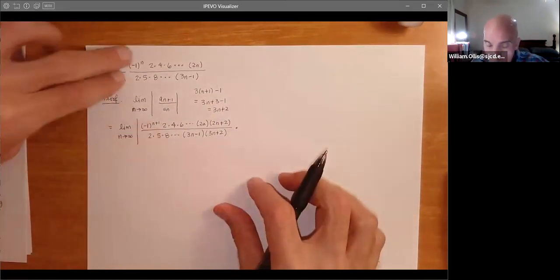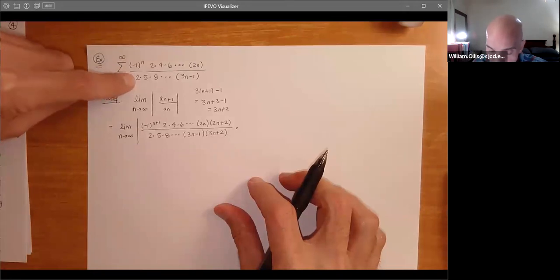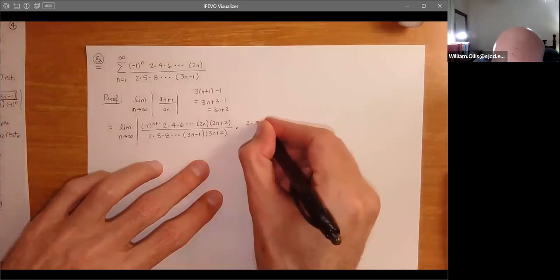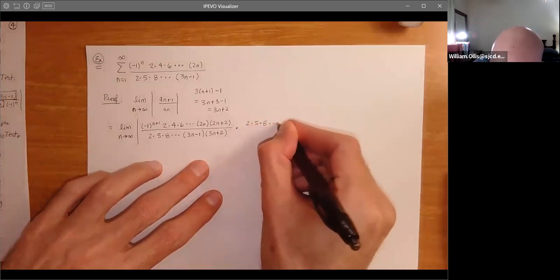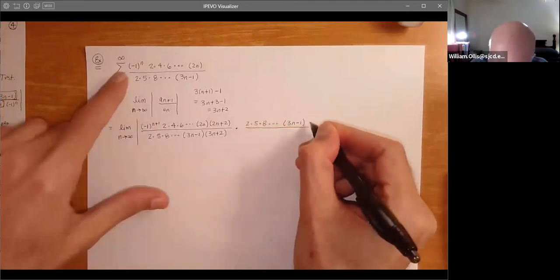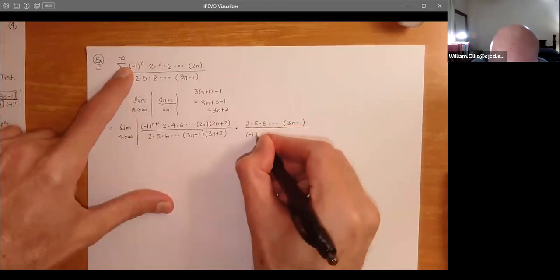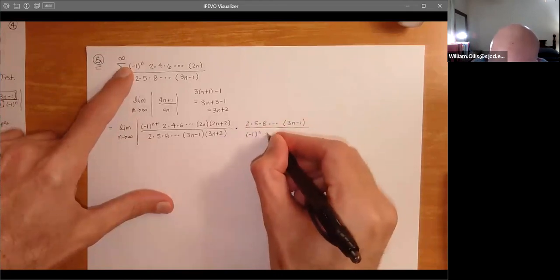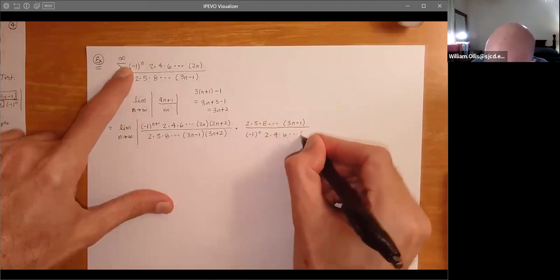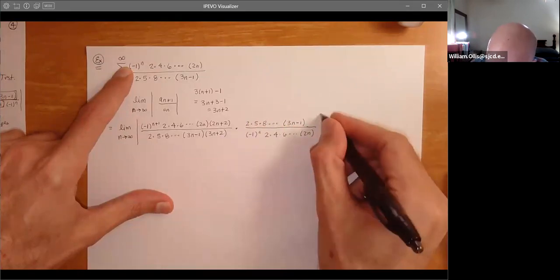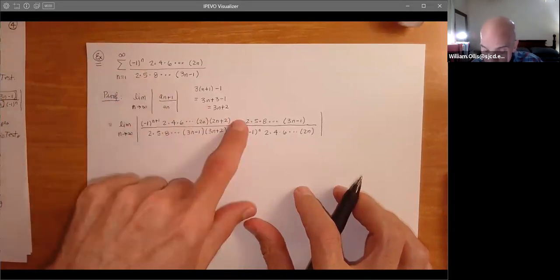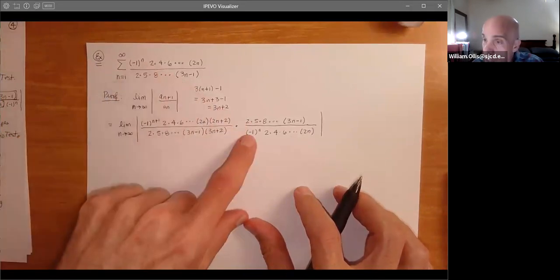Now, we want to invert. So again, put this in the numerator, put this in the denominator. Invert and multiply. So we get 2, 5, 8, 3n minus 1. And then here, of course, we have the negative 1 to the n. And then we have 2, 4, 6, concluding with 2n. So again, remember, invert the numerator. The denominator becomes the numerator. The numerator becomes the denominator.